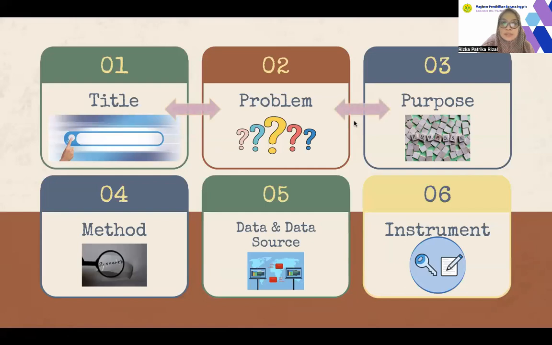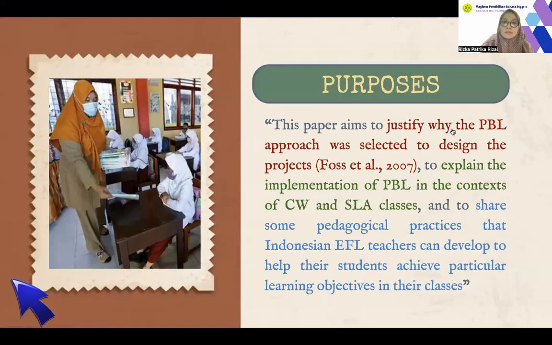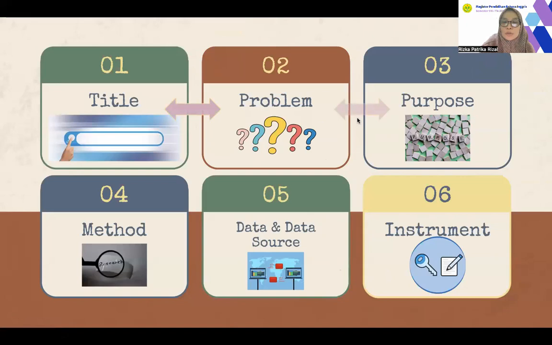Okay, the second one, the chain of reasoning between problem and purpose, because I have already shown you the problem. So let me show you the purpose. Without paraphrasing, there are three purposes that I found in this article. Since there are three research questions, the purposes are also three. The first is to justify why the PBL approach was selected, then to explain the implementation, and then to share with the reader some pedagogical practices of PBL that can be used by teachers. So the problem and the purpose are coherent and explicitly related to each other.